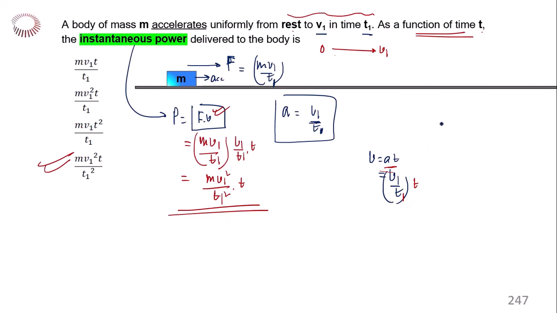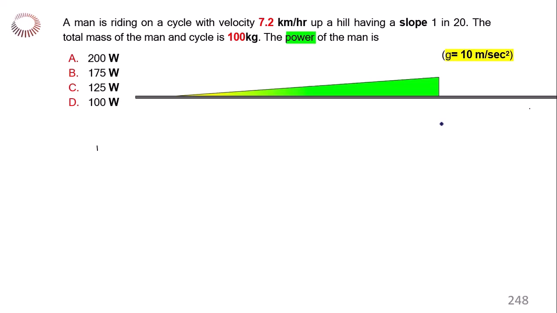Okay. Now come to the next one. A man is riding on a cycle with a velocity of 7.2 km per hour up a hill having a slope of 1 in 20. Slope 1 in 20 means that if I say this is alpha angle, then sine alpha is given as 1 by 20. Or you can simply write tan alpha of that number also, and that is approximately tan alpha, because it is a very small angle. The total mass of the man and the cycle is 100 kg. The power of the man is?